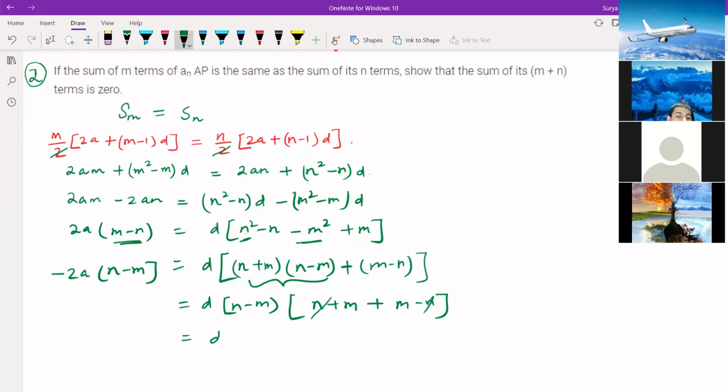Again we can write here d into n minus m, and here it's 2m minus 2a into n minus m. So n minus m and n minus m will get cancelled. 2 and 2 will get cancelled. Again what we can write? Minus a is equal to m into d. What is coming here?